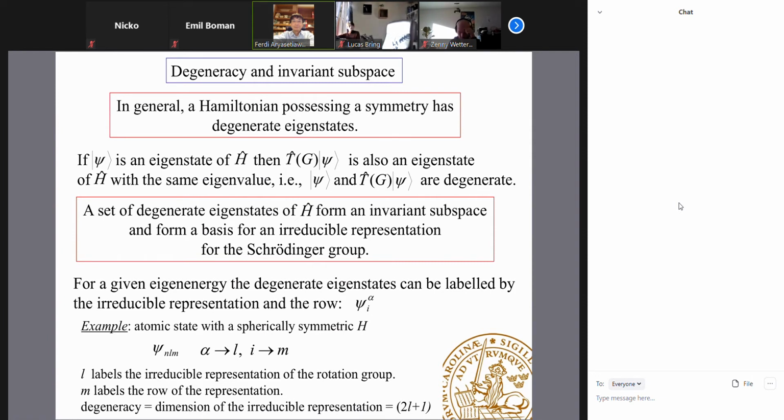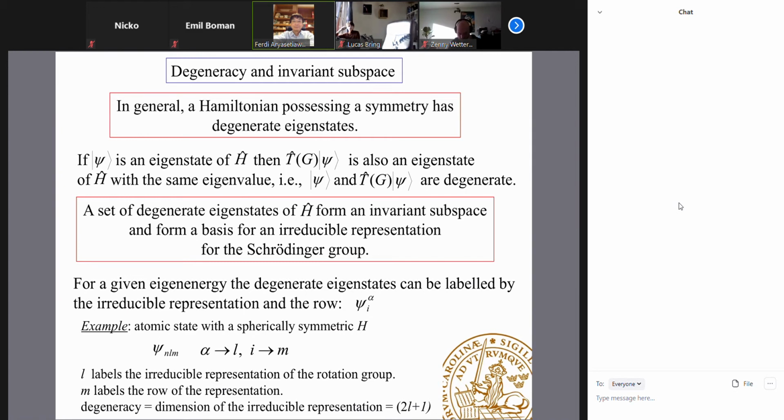So this is just what I have been talking about. In general, a Hamiltonian possessing a symmetry has degenerate eigenstates, and a set of degenerate eigenstates of H form an invariant subspace and form a basis for the irreducible representation of the symmetry group.